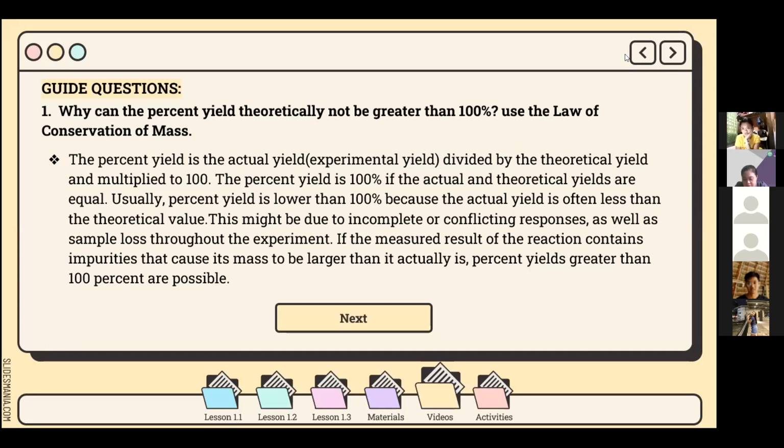Usually, percent yield is lower than 100% because the actual yield is often less than the theoretical value. This might be due to incomplete or conflicting reactions as well as sample loss throughout the experiment. If the measured result of the reaction contains impurities that cause its mass to be larger than it actually is, percent yields greater than 100% are possible.